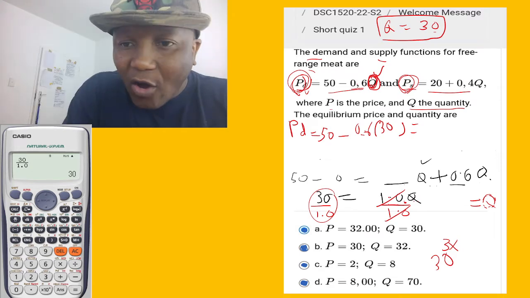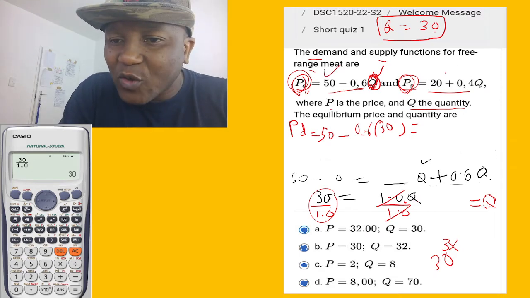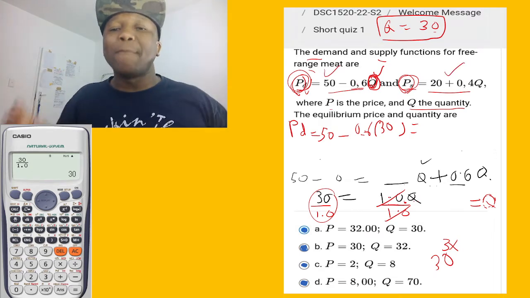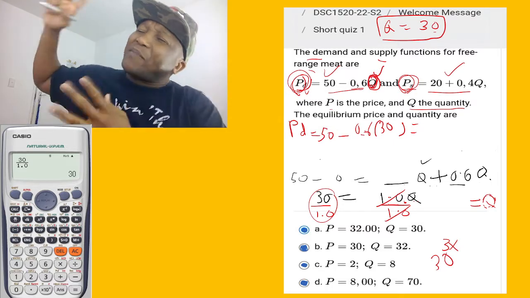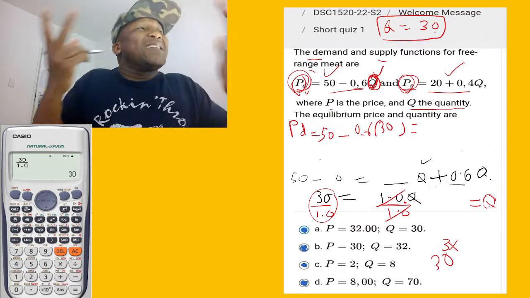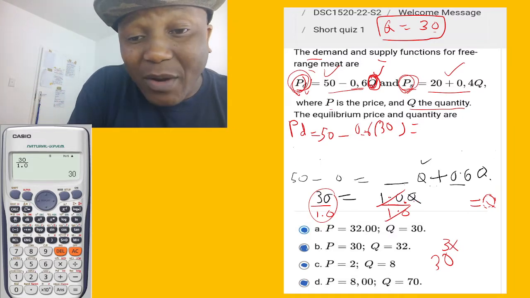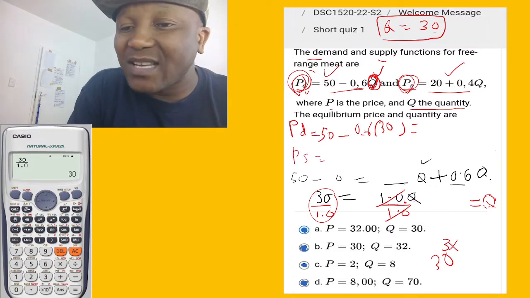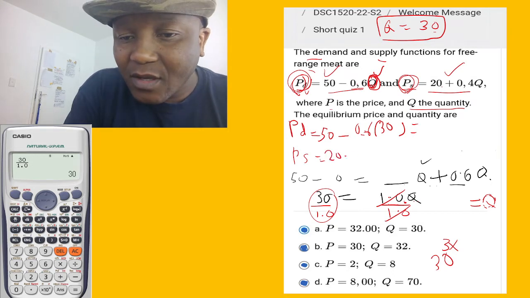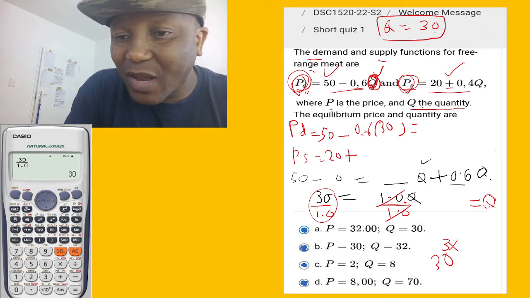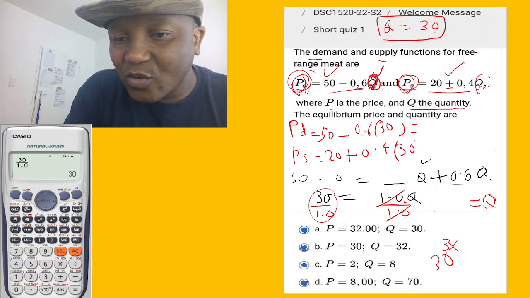Also, if you want to substitute, you can also substitute here. You know why? Because at equilibrium, PQ equals PS, so either one is going to give us the same value of P. Or if I don't want to substitute that one, I'm going to say PS, 20 plus 0.4 times Q. What is Q? Q is equal to 30. So in the position of Q, we're going to put 30. This must give us the same value.